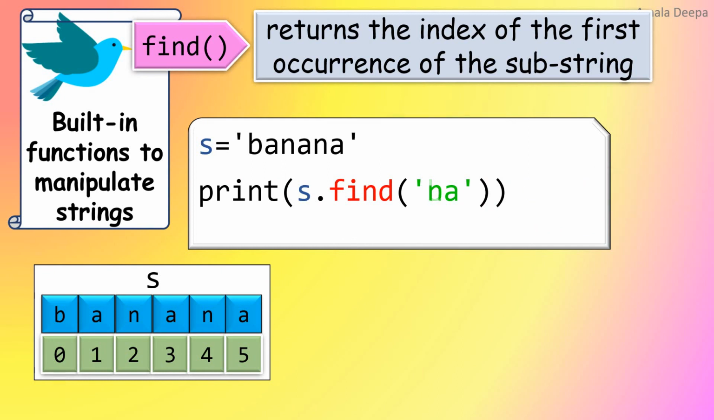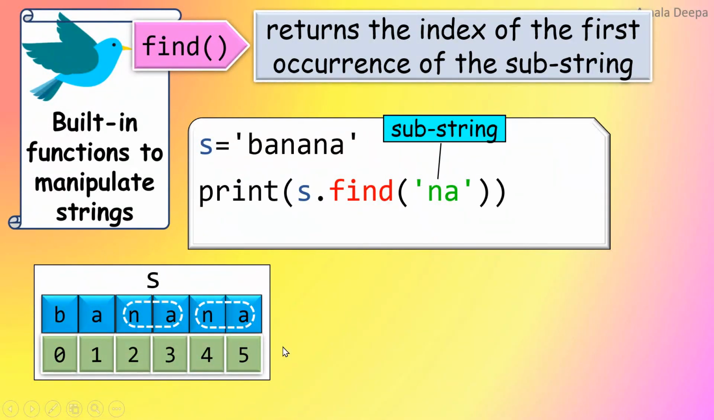So we will see another example. I have taken the same example, but now I have given the substring as NA. S dot find NA. Here you can see in the string banana, NA is appearing twice, 2 times. But find function returns the index of the first occurrence of the substring. So where NA is appearing first, it is appearing in the index position 2. So this print will give the output as 2. So here 2 is the index number.